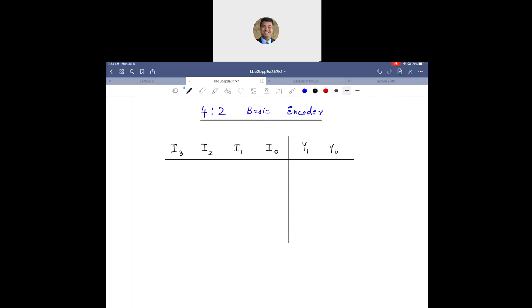So basic encoder, I'm making sure that only one input is active at any given time. And for the sake of convenience, I'm also going to assume enabled. We have an enabled encoder that we are considering right now. So only one input can be active. Which one could it be? It could be this, it could be this, it could be this, it could be this, right? So if the first one is active, and in this case, I'm considering that all inputs and outputs are active high, this guy is 0, this guy is 0, this guy is 0. Then this guy is 0, this guy is 0, this guy is 0. Only one input is active at any given time.